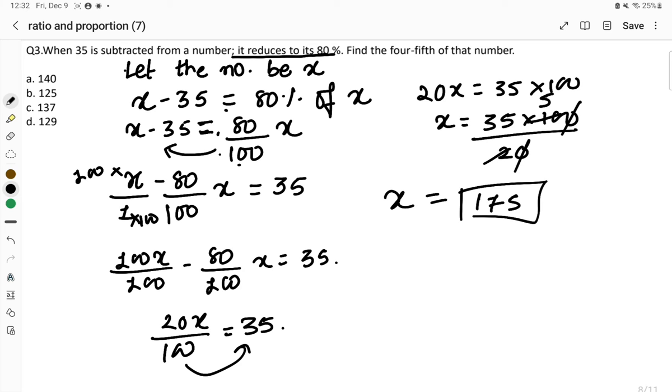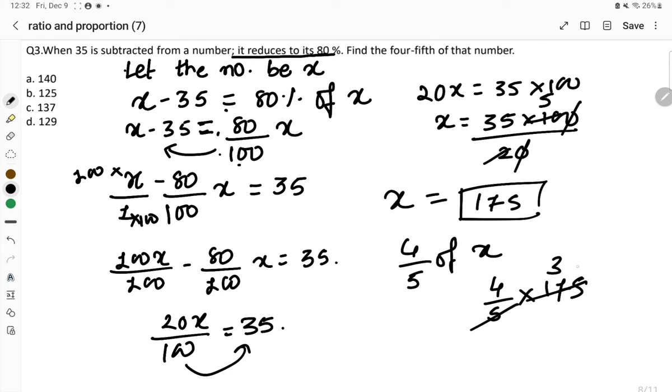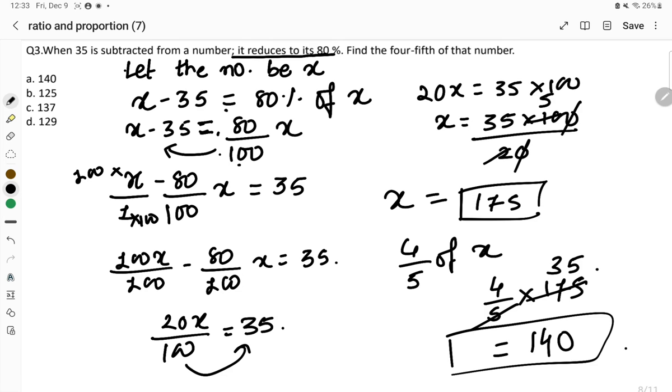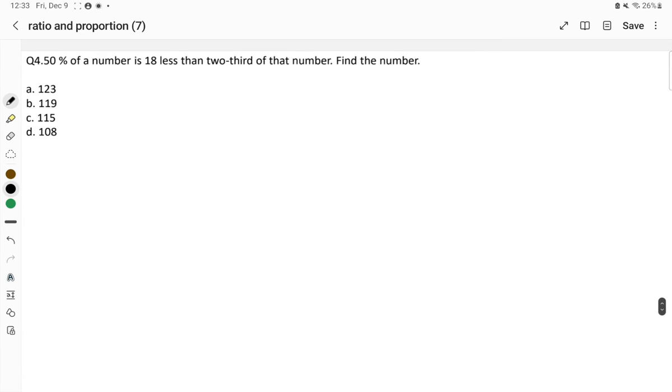When we subtract 35 from this 175, the number is reduced to 80% of itself. Now what is given in the question? We have to calculate the 4/5 of x, that is 4/5 of 175. 5 3s are 15, 5 5s are 25, so this will be 35 into 4, which is 140. Hence the 4/5 of this 175 is 140. This is a simple question. Next, move on to the next question.